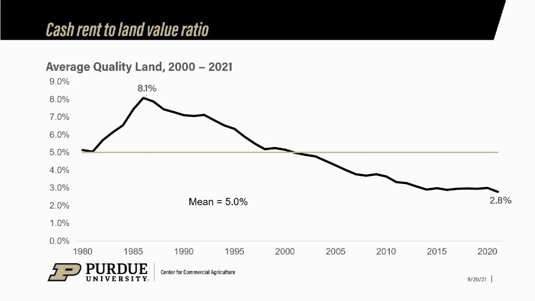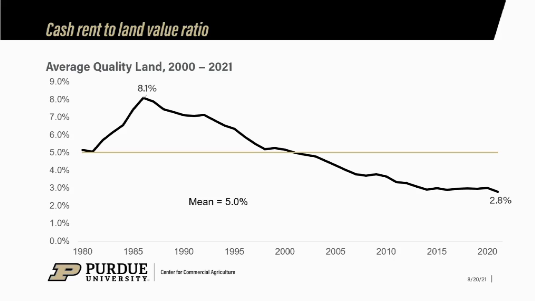But looking at the data that you presented in your report, I think it's really interesting to see what happened in the 1980s when land values declined sharply. Those rental rates didn't decline anywhere near as sharply as what the land values did. And that gave a relatively high cash rent to land value ratio. In recent years, it's been the opposite, right?